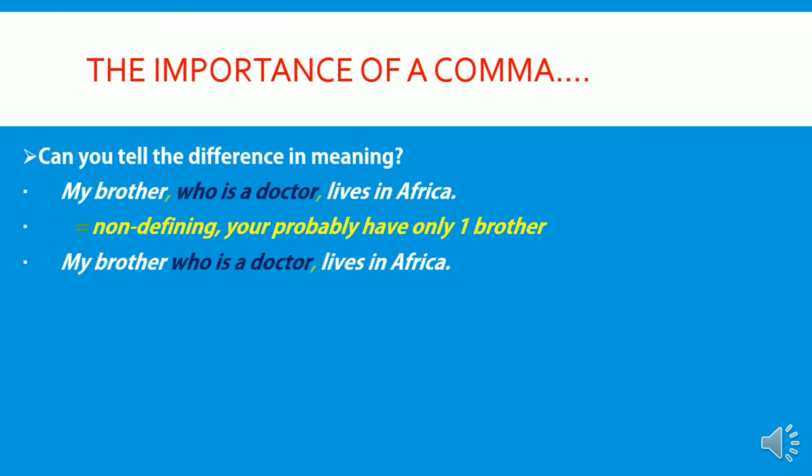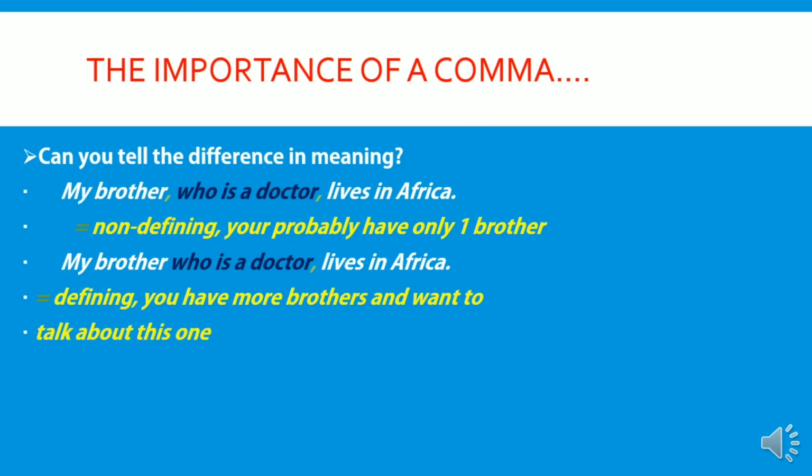You probably have only one brother. My brother, who is a doctor, lives in Africa. Okay, ingat-ingat ya. Who is a doctor, lives in Africa. Mungkin cuman punya satu. Kalau ini jelas. My brother who is a doctor lives in Africa. Menjelaskan kalau my brother is more than one. Okay. Tapi aku mau ngomong tentang yang satu ini yang jadi dokter. Kalau yang pertama mungkin lebih dari satu. Tapi yang kedua jelas.